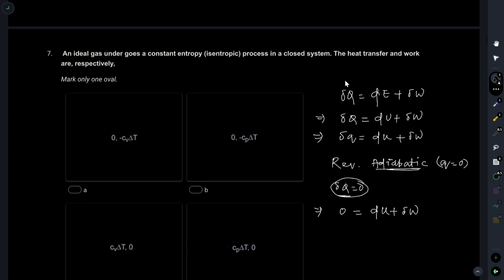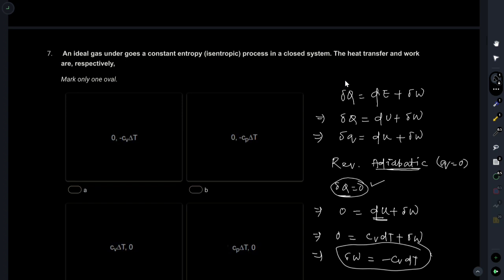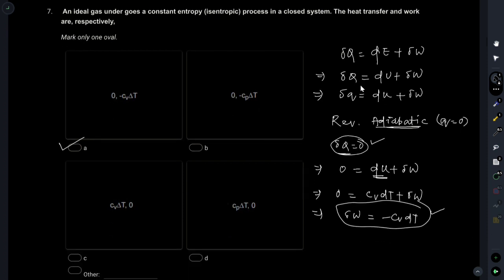Now for an ideal gas, for any state change, I can write du as cv dt, right? So I can write 0 equal to cv dt plus del w. Now from here I can find del w will be equal to minus cv dt, right? So here del q is equal to 0 and del w will be equal to minus cv dt. So here option A will be the correct answer. Okay, done. Moving further towards the next question.